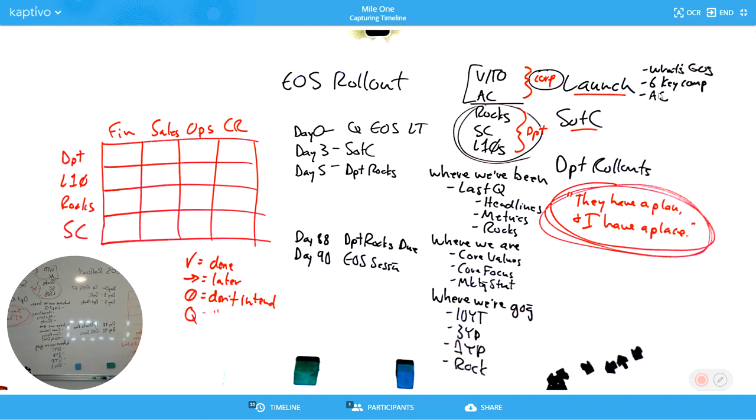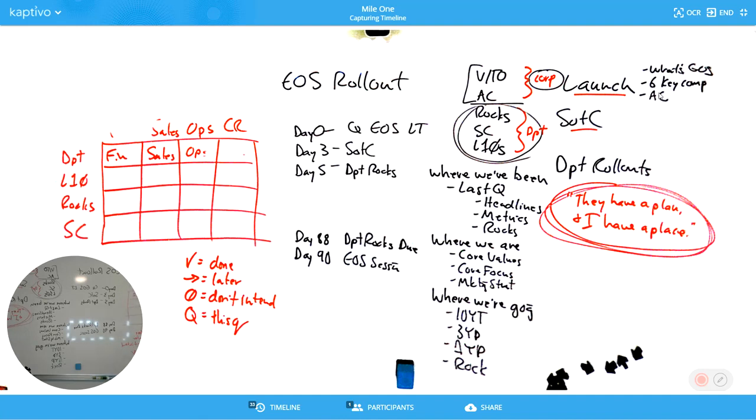And so we'll talk through this and we'll say, okay, for the finance team, I screwed that up. I should have written it like this. Finance, sales, ops. All right, so if you're confused, that's why.